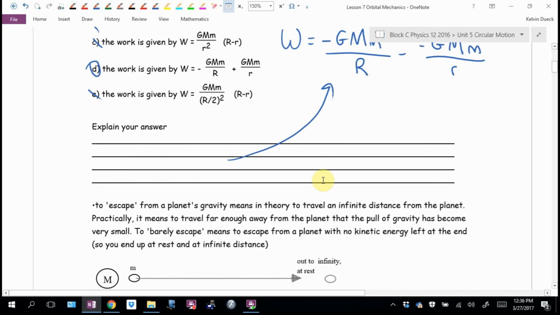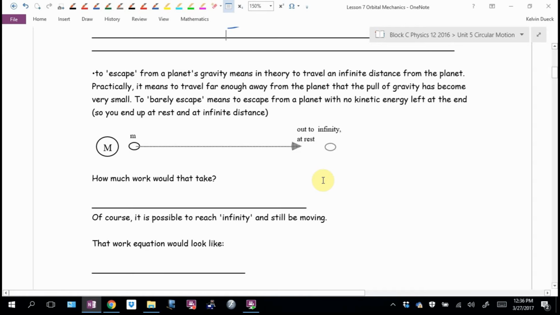So I think I wrote here, oh yeah, no, not yet, sorry. Another concept: to escape from a planet's gravity. That means, in theory, to travel an infinite distance from the planet. Practically, in reality, what it really means is get far enough away from the planet so the pull of gravity becomes minuscule, negligible. To barely escape means to escape from a planet and have no kinetic energy left. You time it so well, you run the numbers so nicely, Kareem, that you coast to a stop at exactly the moment as you are escaped from the gravitational field.